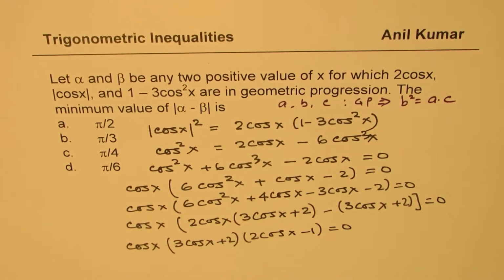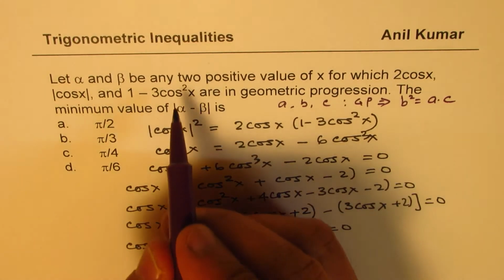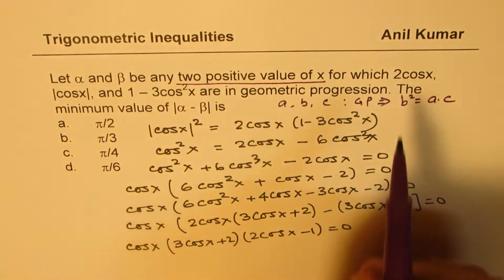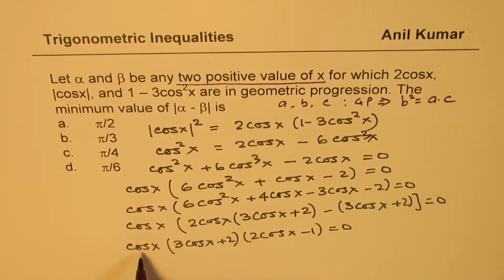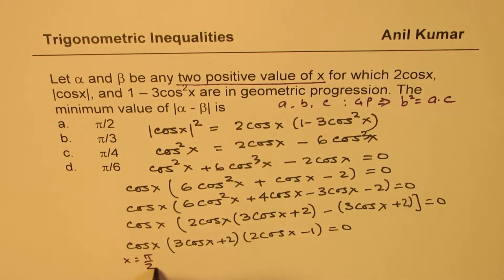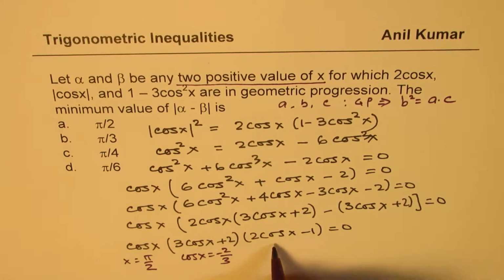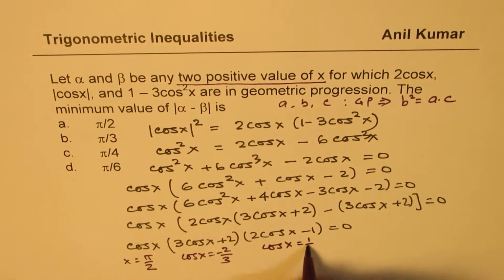So we have 3 factors here. Now to get 0, what could be the possible values of x? We also know that alpha and beta be any two positive values of x for which this is true. Cos x is 0 for x equals to pi by 2, correct? As far as 3 cos x plus 2 is concerned, we want cos x to be equal to minus 2 over 3. And for the last one, we want cos x to be equal to half.